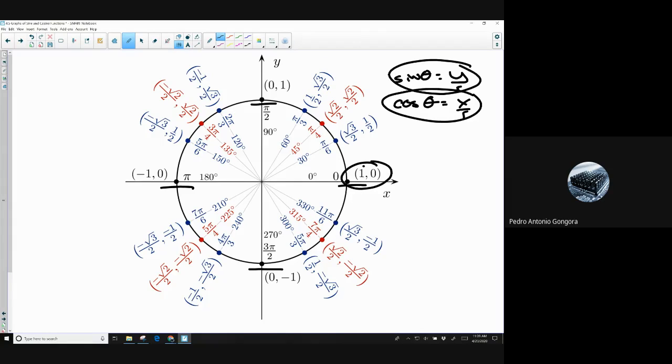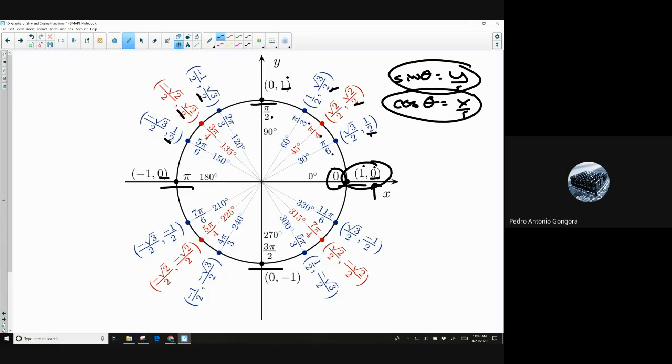Okay, so basically for sine, we're going to take all the y coordinates, and we're going to start plotting these as the angle is the input and that is the output. So this would be 0, 0, pi over 6, 1 half, pi over 4, radical 2 over 2, pi over 3, and then pi over 2, 1.